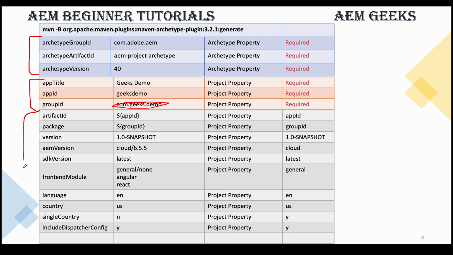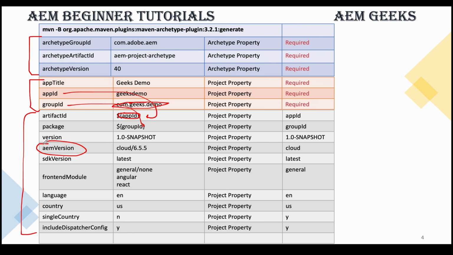The rest of the properties you can either define, or they take their own default value. Let's say if you do not define the artifact ID, it will take that value from appId, meaning this ID. Package: whatever package name you define, and if you don't define it, it will take the value from here. Version: you can define a version, but if you do not define it, it will take a default version called 1.0-SNAPSHOT.